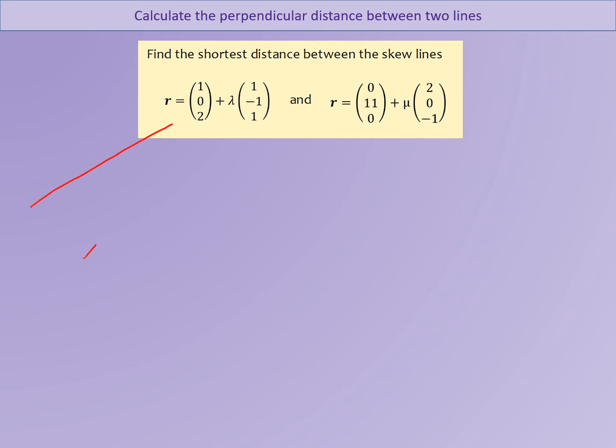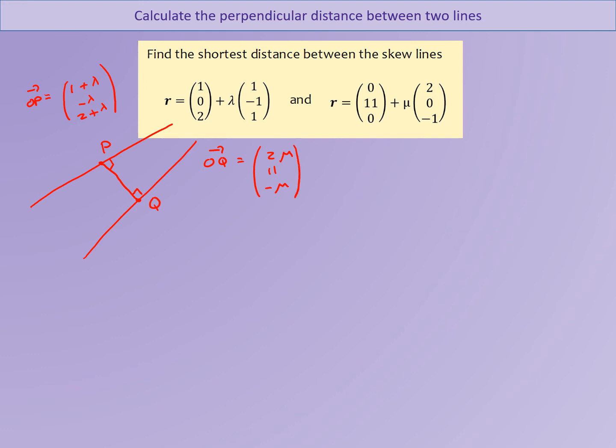So here we have two lines with point P on one line, point Q on the other. We know that P to Q is perpendicular to both of the two lines. So OP, because we know that P lies on the first line, we can write OP as 1 plus lambda, minus lambda, 2 plus lambda. And because we know that Q lies on the second line, we can write Q as 0 plus 2 mu, 11 plus 0 mu, then 0 minus mu.